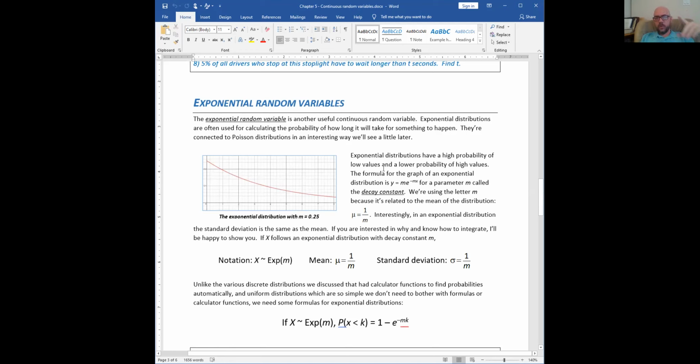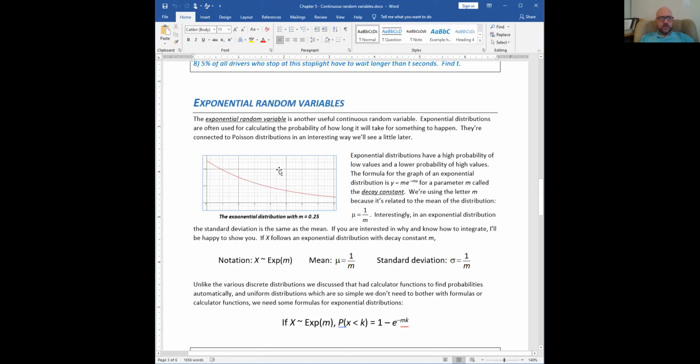But the most important part of them is their connection with Poisson random variables. If you remember Poisson back from discrete random variables, I mentioned that things with an exponential wait time give you Poisson events, and Poisson events have an exponential random variable amount of time between them. So let's see what those look like.